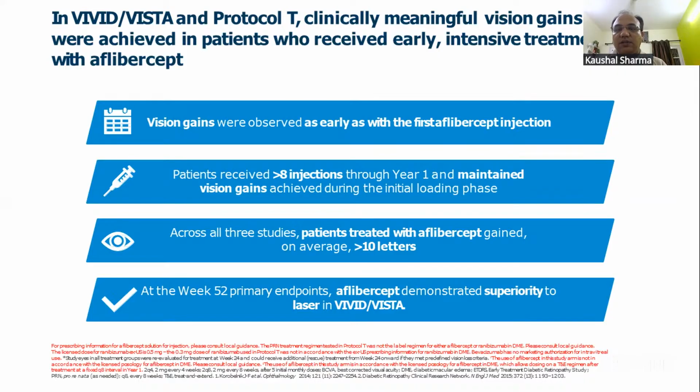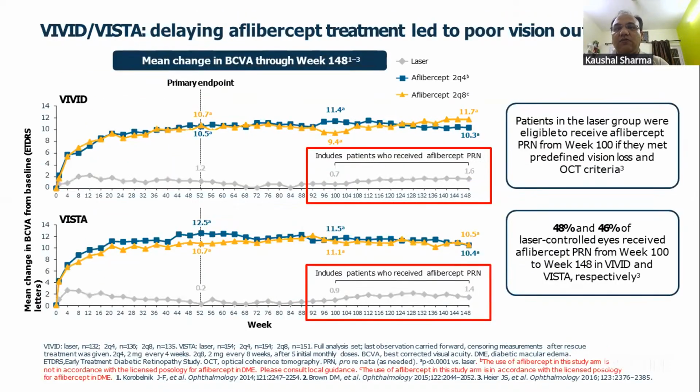At the week 52 primary endpoint, aflibercept demonstrated superiority to laser in VIVID and VISTA. Next. In VIVID and VISTA, delaying aflibercept treatment led to poor vision outcomes. Next.